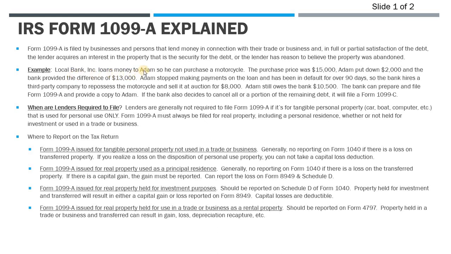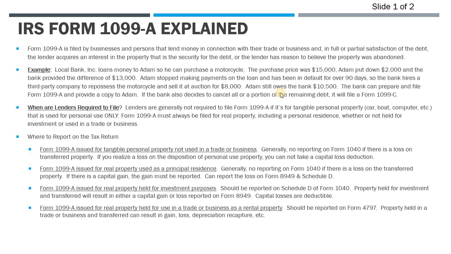We have a bank that loans money to Adam so he can buy a motorcycle, and the purchase price of that bike was $15,000, and the bank financed $13,000. Now Adam stopped making payments, and he was in default, so the bank hired a repo company to take the bike back, and they sold it at auction for $8,000. Now Adam owed the bank on the date of repossession $10,500 in principal, and so these are all the amounts that would potentially be reported on a Form 1099-A.